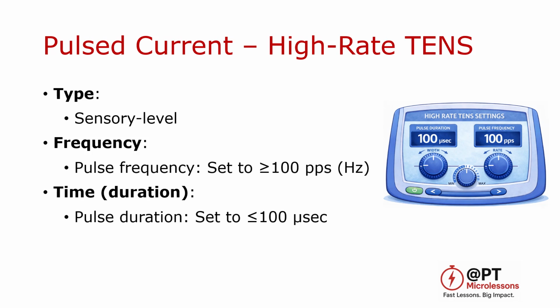Since we are using pulse current, we can directly set both the frequency and the duration. For high rate TENS, we use a higher frequency, that is, a high rate. It is typically 100 pulses per second or greater. The pulse duration is shorter, around 50 to 100 microseconds, which helps maintain a sensory response without producing a muscle contraction. A simple way to remember this is 100 and 100.